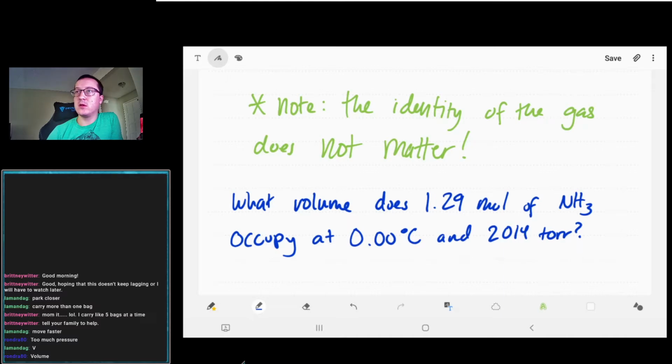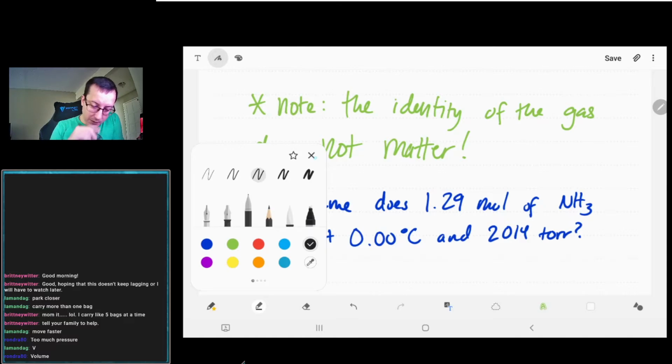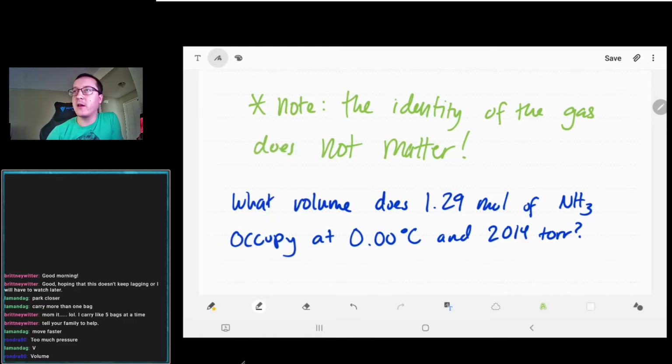So, can we use these numbers right away? Can we use 1.29 moles right away? Of course we can. It's moles. We're good. We have moles already.